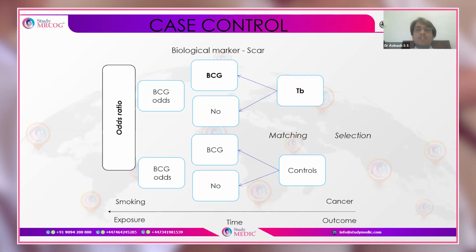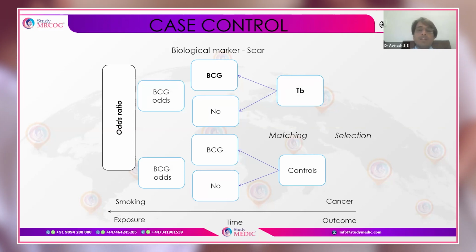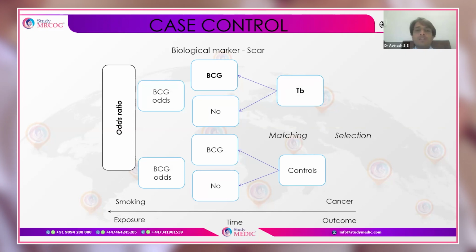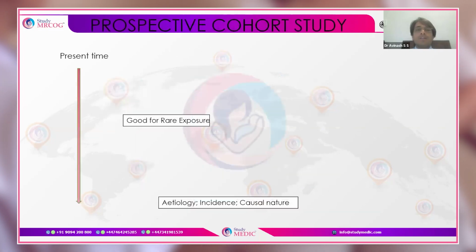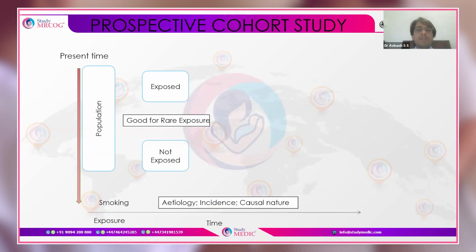Similarly, tuberculosis and history of taking BCG can be elicited, and the odds can be calculated of developing tuberculosis in those who are BCG vaccinated and not vaccinated. Now, prospective cohort study design: from the present time in a particular population, we may wait for the population to be exposed, or we can select those who are already exposed. This type of study design is especially suitable to examine the effect of a rare exposure.